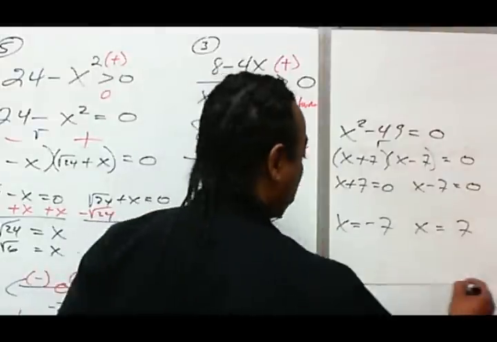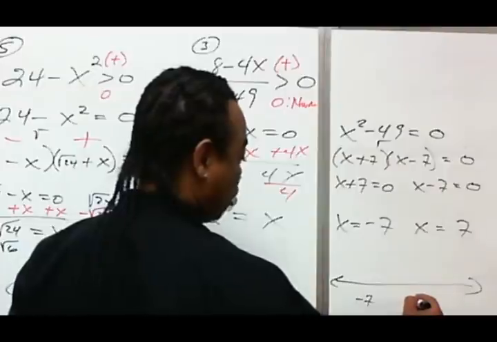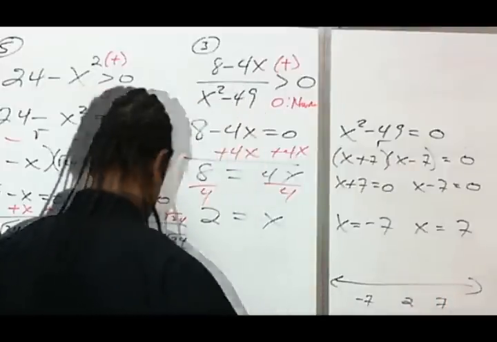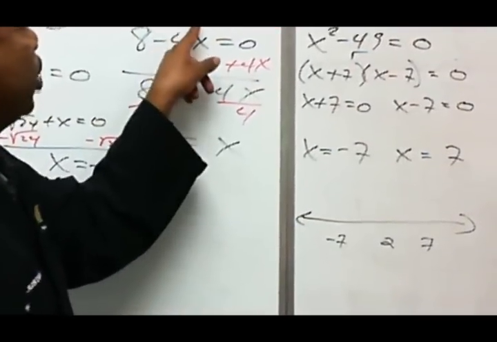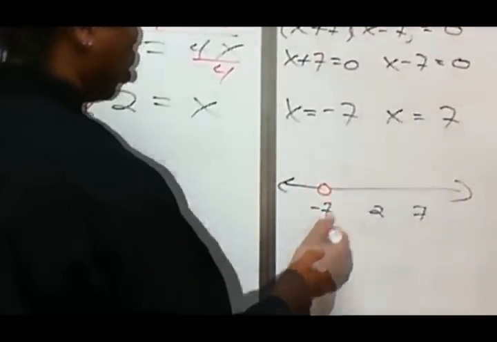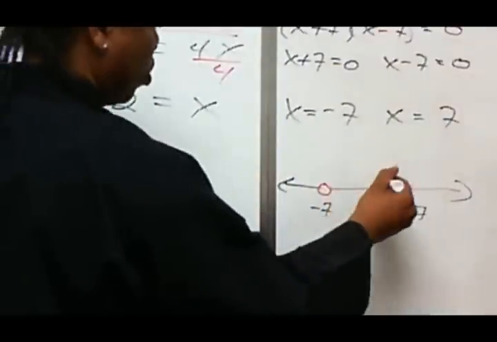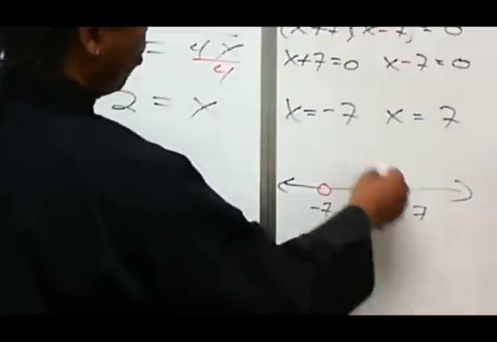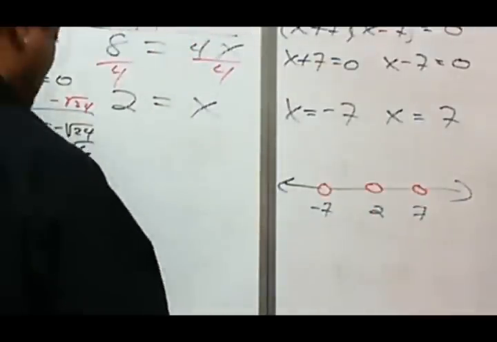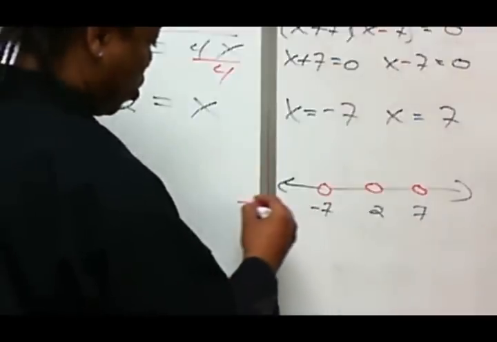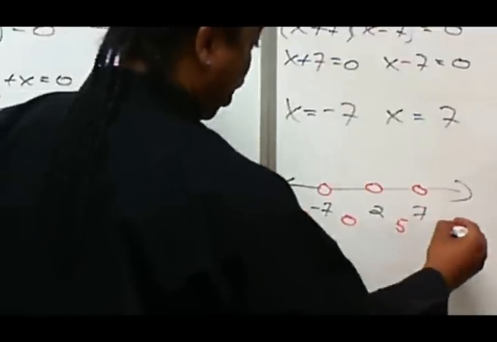Okay, let's put all that along a number line in order. So we have a negative 7, then comes the 2, and then comes the 7. The negative 7 came from the denominator, which is always open. The 2 came from the numerator, which here says it should be open. The 7 here came from the denominator, which is always open. Now my test points will be negative 10, 0, 5, and 10.